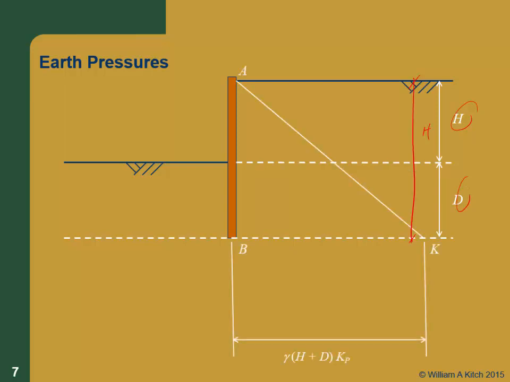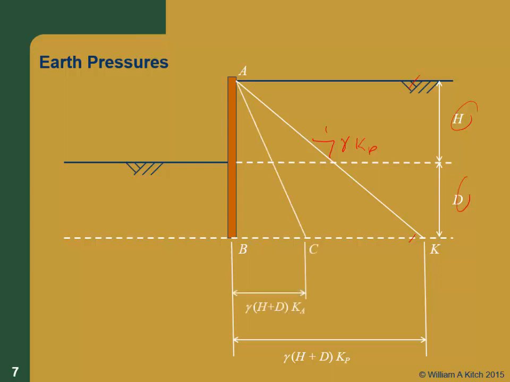Now if I draw a line from here that has a slope of 1 to gamma times Kp, if you want to think of that, it's kind of like the passive envelope. And it's going to intersect at the base of the wall. We're going to have this distance gamma (H plus D) times Kp. I'm ignoring water right now. We'll talk about water later.